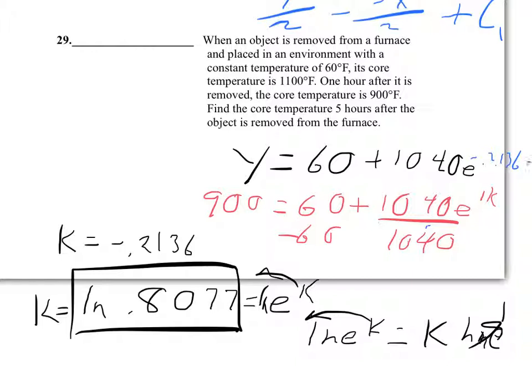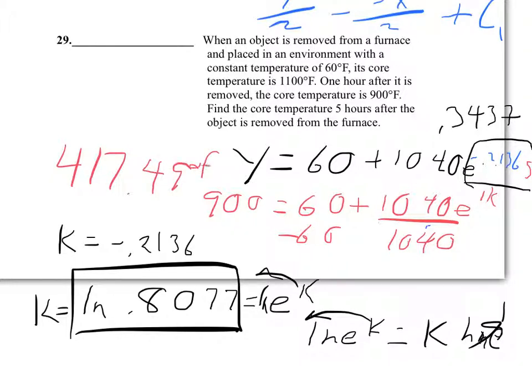So then I'll plug that in up there as a 5, and now we'll just run through the calculation. So we'll take k times 5, and then we'll raise that to the e power. So I get 0.3437. Now I'll take that number times 1040, and then I'll add 60 to that. So what I get for an end result is 417.49 degrees Fahrenheit. Okay, so that's what I get for that one.